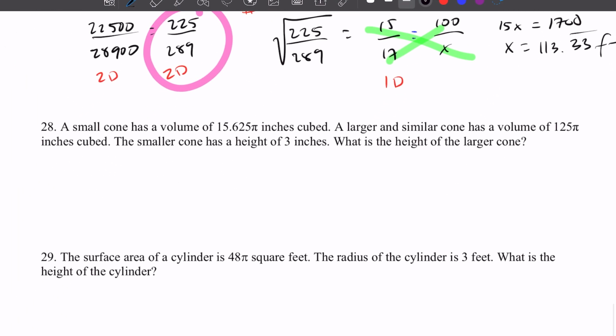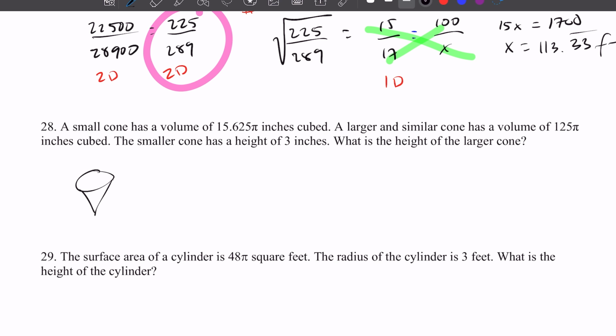All right, moving on to number 28. A small cone has a volume of 15.625 pi inches cubed. A larger and similar cone has a volume of 125 pi inches cubed. The smaller cone has a height of 3 inches. What is the height of the larger cone?